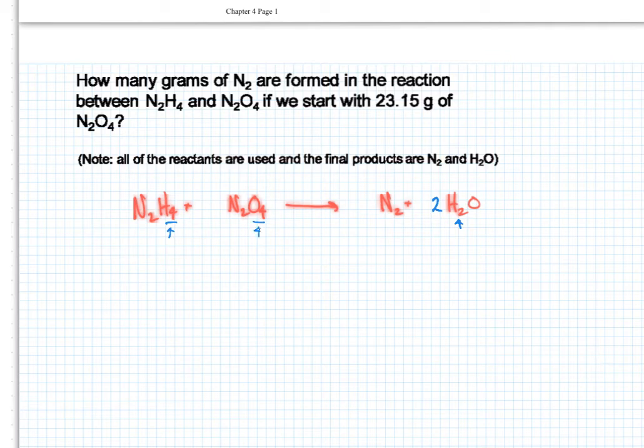Oxygen, we have 4 on this side. We only have 2 on this side, so I'm going to have to bump this up to a 4. 4 hydrogens, 8 hydrogens. Now I need to put a 2 out in front here.